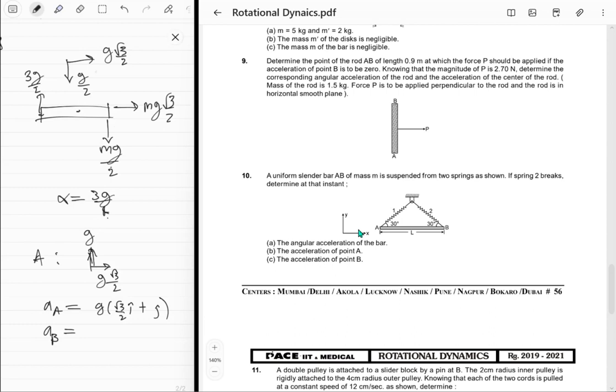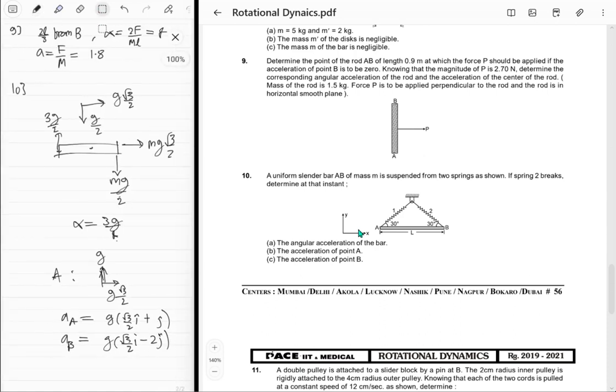Yes, and acceleration of B, that's really different, I guess. So this has 3g upon 2 in this direction. So that's going to be 2g in the minus j direction. So it will be g times square root 3 upon 2 i and then minus 2j. Yes, that should do it. And our angular acceleration will go. So that's it. That's the answer.